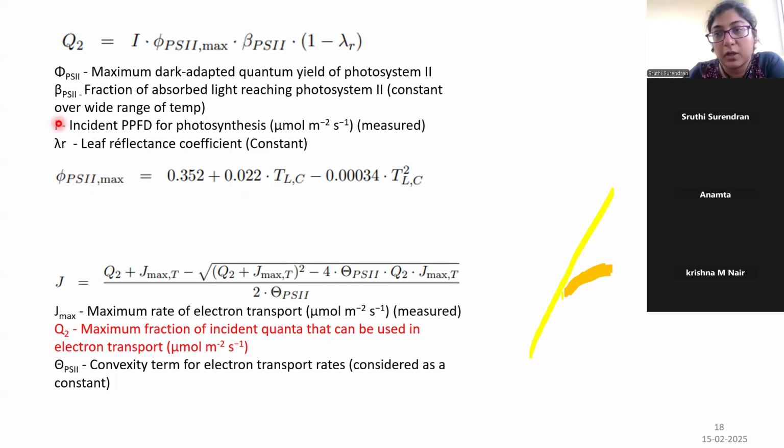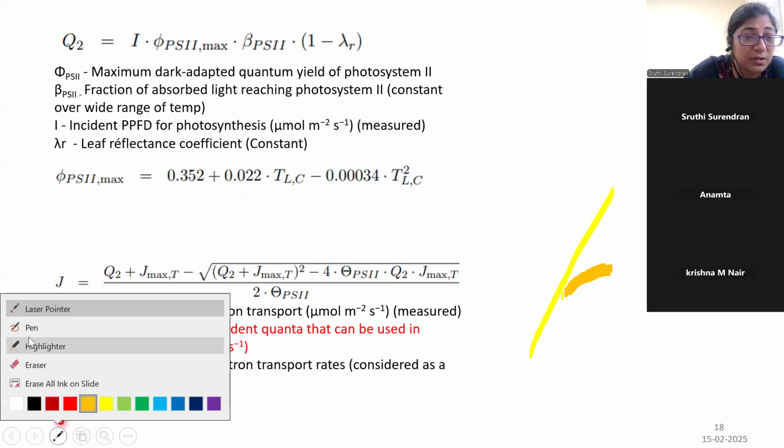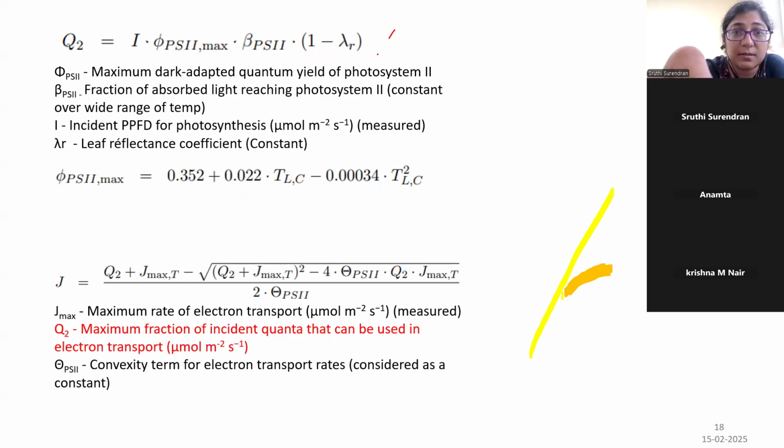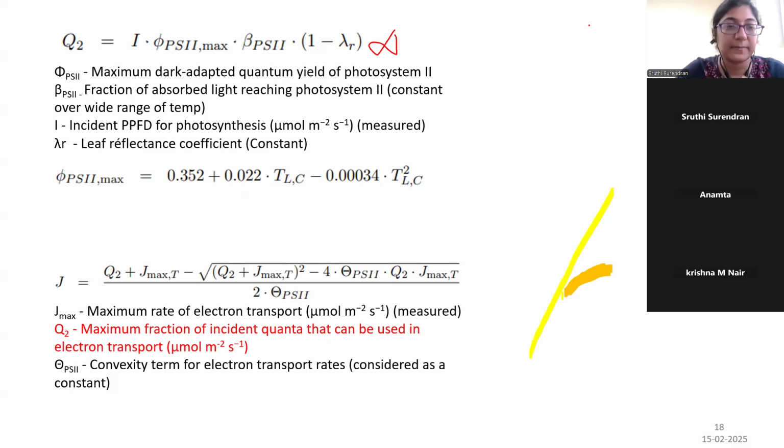We know it because that is being measured by this instrument, and leaf reflectance coefficient is also considered as a constant. 1 minus leaf reflectance is equal to the absorptance of the leaf, or absorptance coefficient of the leaf. This is something like this alpha. So instead of that, we are writing 1 minus leaf reflectance.